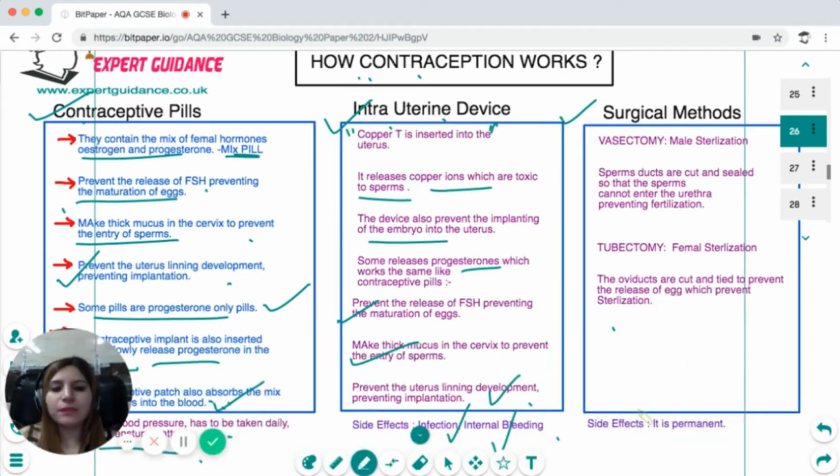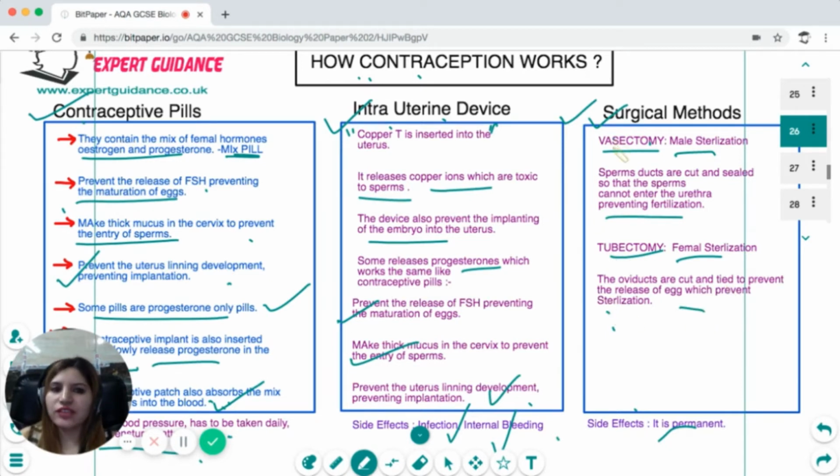Then we have permanent contraception, which is mostly taken by people who already have kids. They do surgical methods, which are vasectomy, the male sterilization, and tubectomy, the female sterilization. In vasectomy, the sperm ducts are cut and sealed so that sperms cannot enter the urethra, which prevents fertilization. And in tubectomy, the oviducts are cut and tied to prevent the release of the egg, which prevents fertilization.